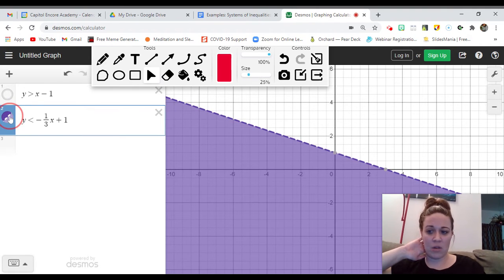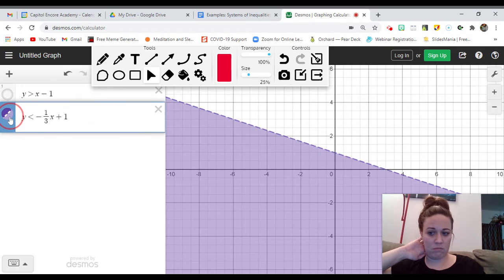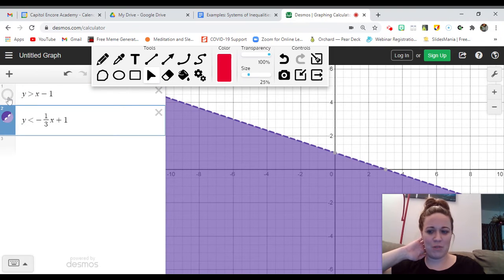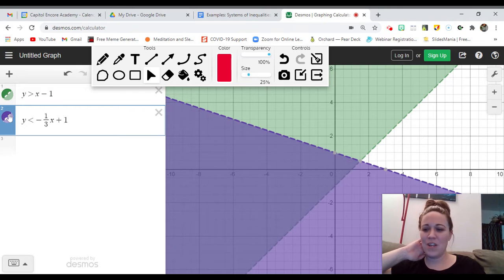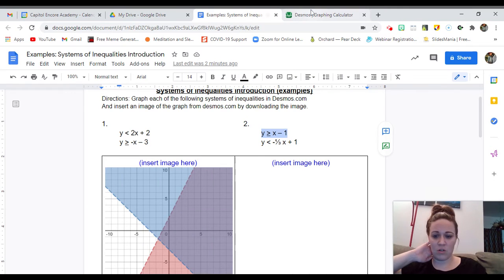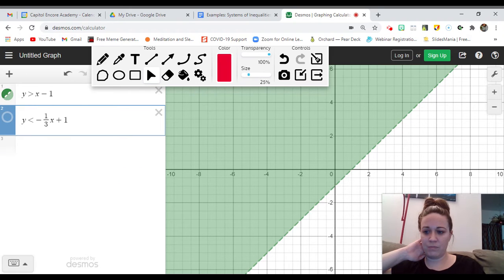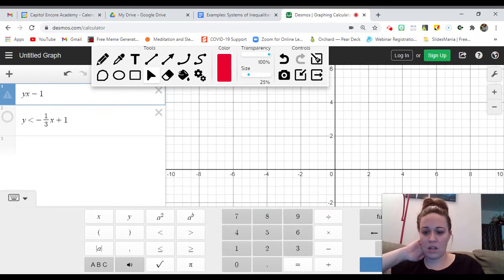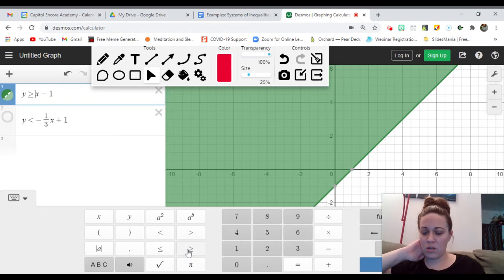Something that I noticed is you can actually move them too, but I didn't mean to do that. Was the first one underlined? Oh, this one was greater than or equal to. It didn't carry over. There we go.